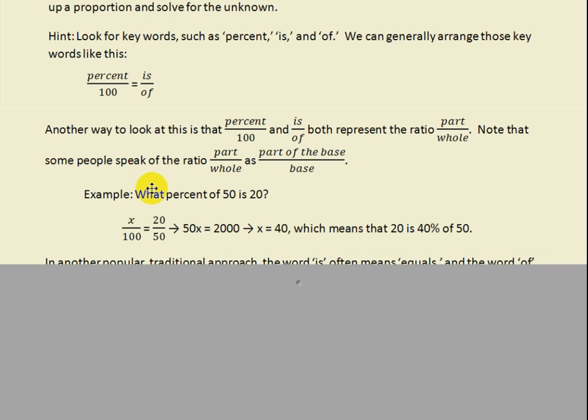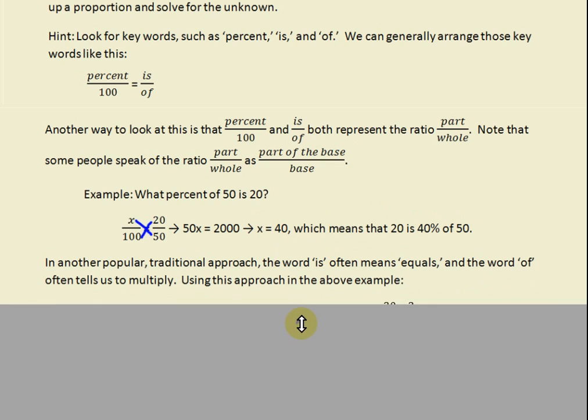So here's an example. What percent of 50 is 20? So we're looking for the percent, so our variable goes over 100 and then equals, the is goes in the numerator, 20, and of goes in the denominator. And then we can cross multiply if we want, and remember we only want to do that when there's an equal sign between the two ratios. So if we cross multiply, we get x times 50, or in other words 50x equals 100 times 20 is 2,000. Divide each side by 50 to solve for x. X equals 40. And then that's already as a percent, so 20 is 40% of 50.